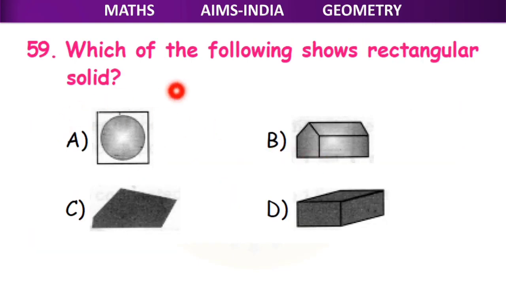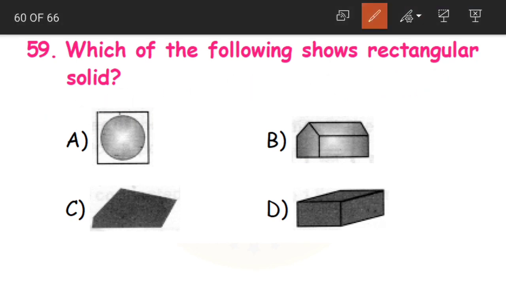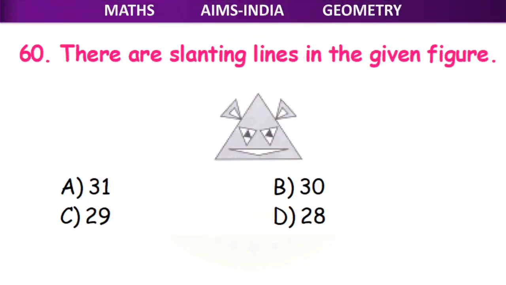Question 59. Which of the following shows rectangular solid? Which is the rectangular solid here? Option D. Yes, by looking at the shape itself we can say it is a rectangular solid.